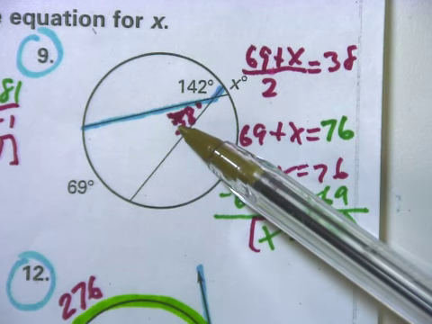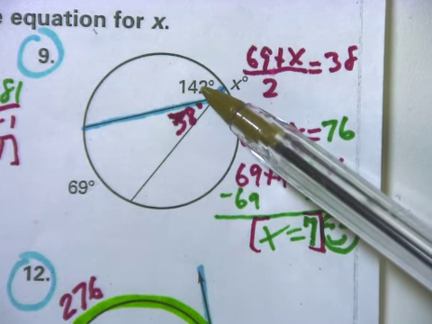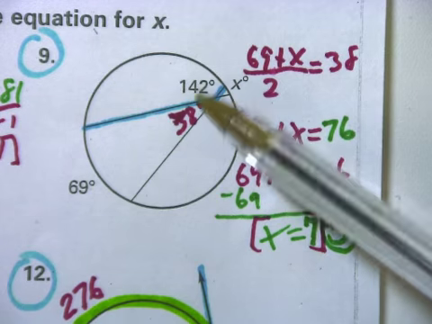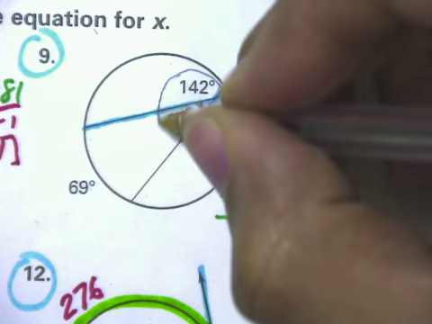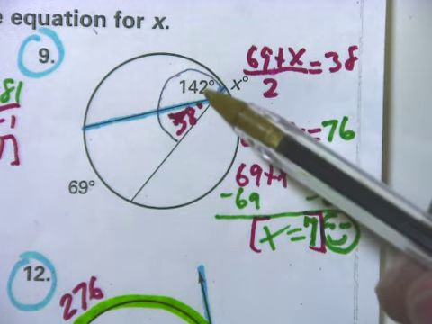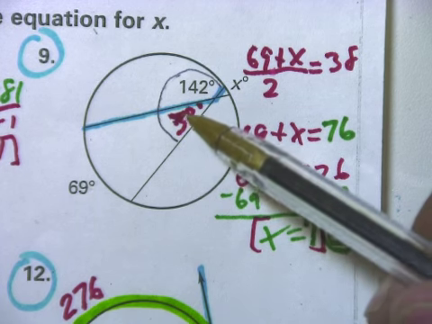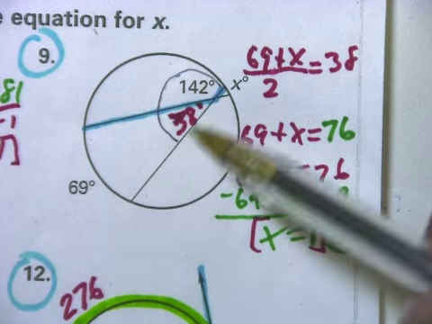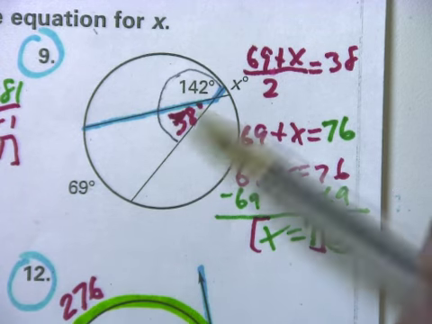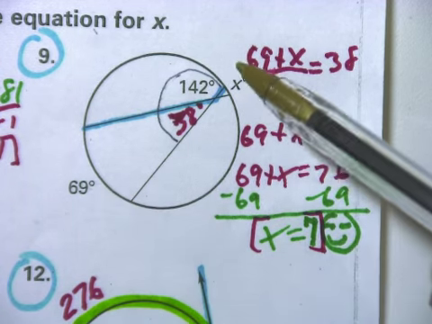Question number 9. Again, this is a little tricky now because they gave me one arc, they didn't give me the other arc, and they didn't give me the angle inside either. But they did give me this angle here, which is 142. Well, I know that these two here are a linear pair. So if this is 142, I know this angle here should be 38.